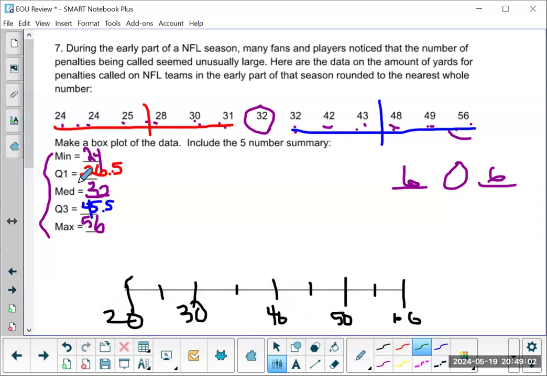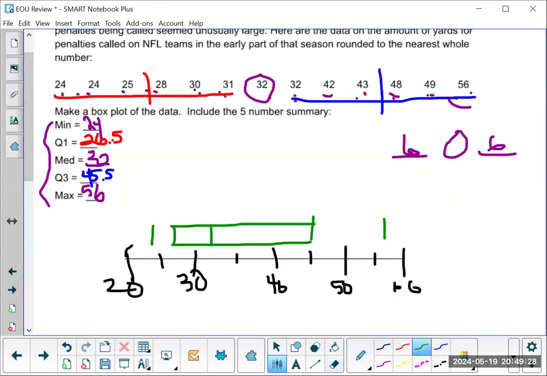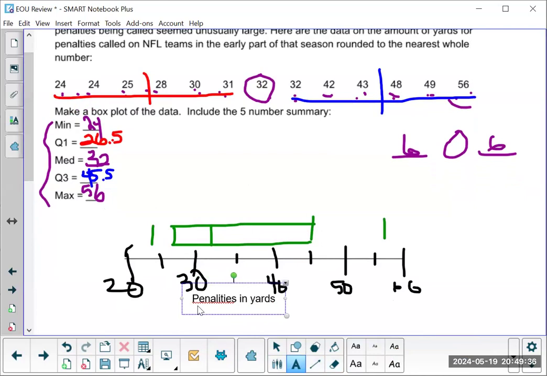So I add my 5-number summary. 24 would be here. 26.5 would be here. 32 would be here. 45.5 would be here. And then 56 would be here. The middle 3 get connected to make my box. So that's my middle 50%. I just realized I forgot to write my title. So, penalties in yards. Helps if I spell it correctly. There we go.